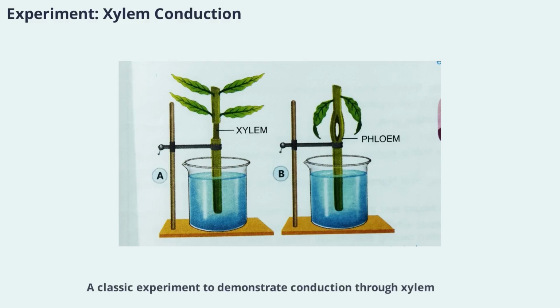A classic experiment to demonstrate conduction through xylem involves placing a plant stem in colored water. Over time, the color moves upward, showing the path of water through the xylem vessels. This experiment visually confirms the role of xylem in transporting water and minerals from roots to leaves.